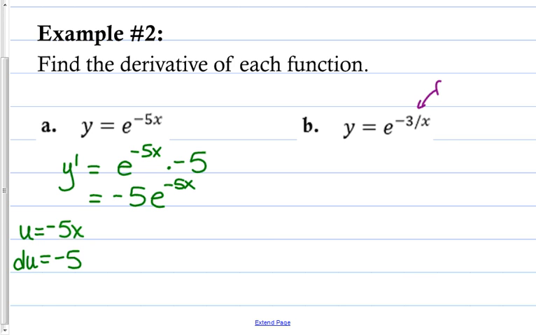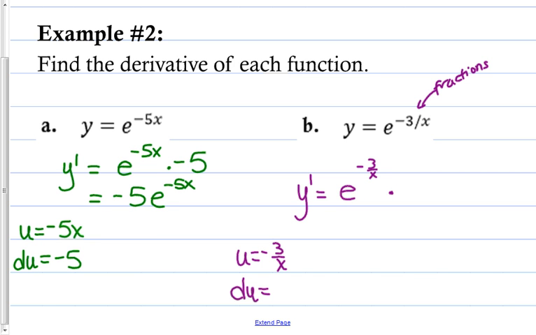This is a fraction, guys. Okay? Don't think, oh my god, that looks funny. So, the derivative is the function itself, as it is written, right? E to the negative 3 over x power times the derivative of negative 3 over x. Okay, so we can call the exponent u, and then du. I need the derivative of that.